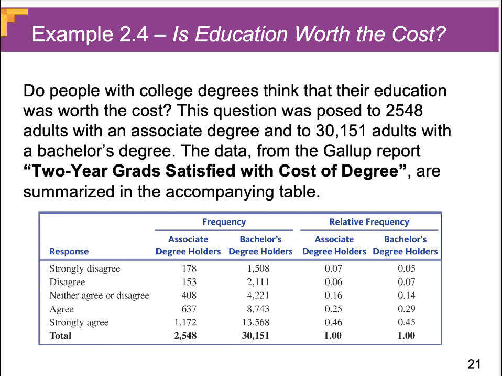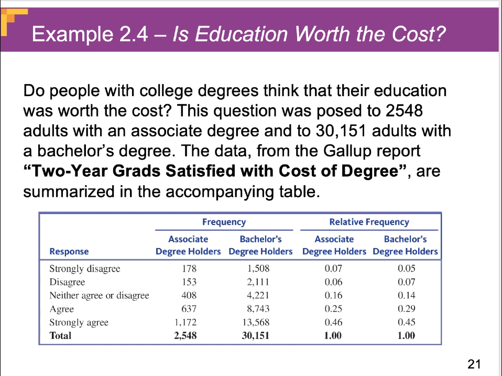Now, when you are doing a comparative bar chart, it is essential that you switch to a relative frequency because we often will have such different frequencies that we would lose the overall effect of our comparison. Here, by only having 2,500 associate degree holders versus 30,000 bachelor degree holders, that data is going to look so different that you're not going to be able to get a good comparison.